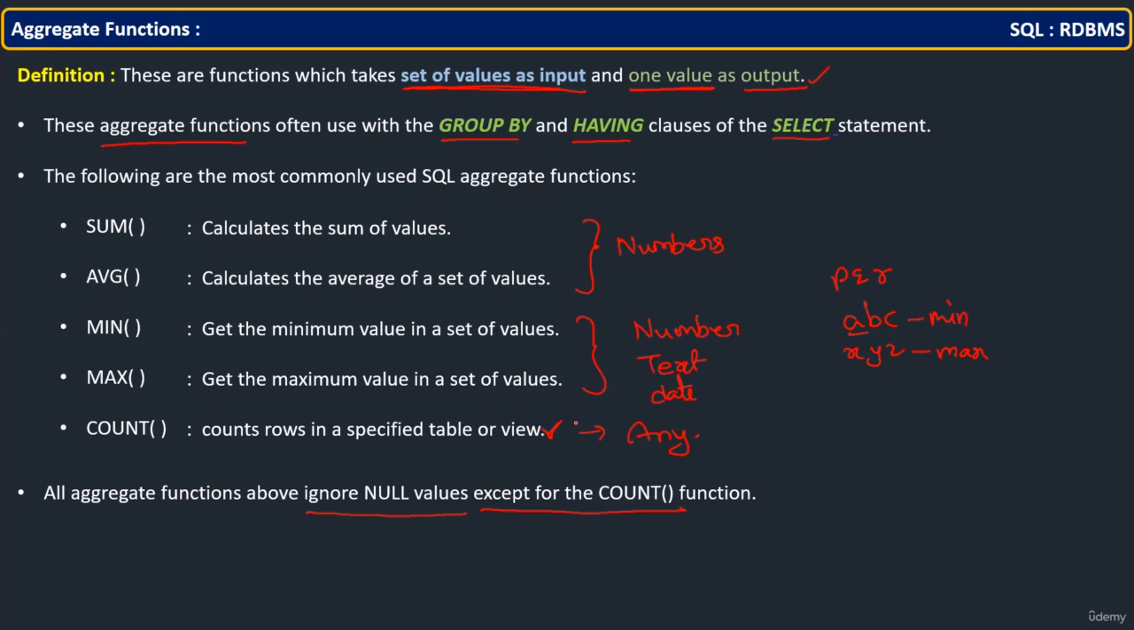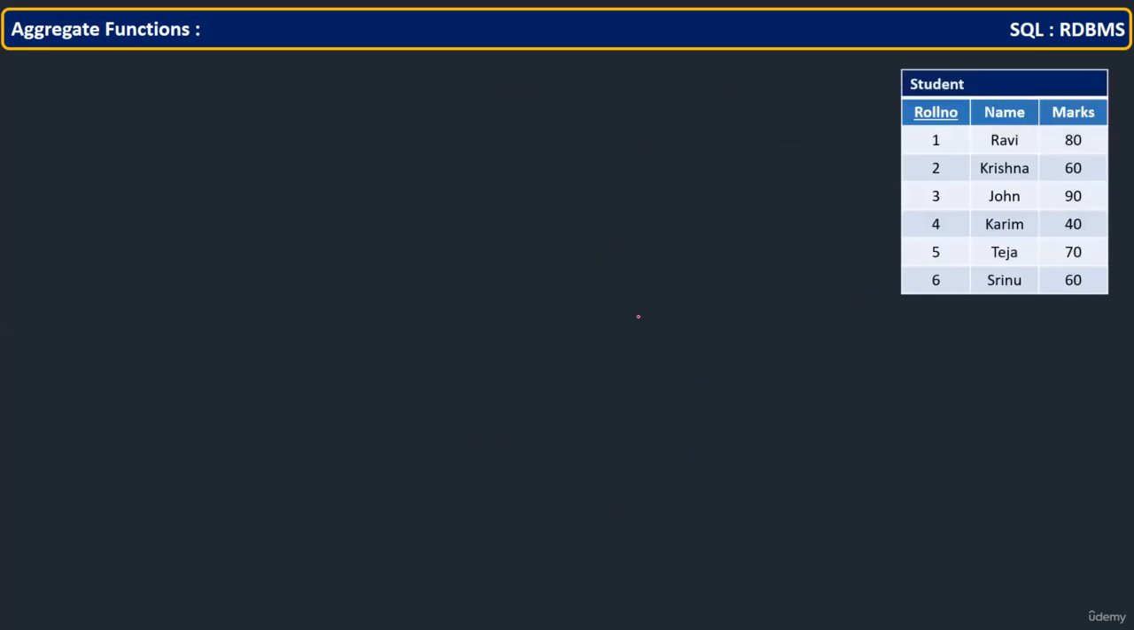Okay. Now to get more clarity on these aggregate functions, we are going to take one sample relation, one sample table, that is student, with their roll numbers, their names, and their marks. Now let us see what aggregate functions will do on this table. First of all, let us see the sum function. You can see here how you will write the query.